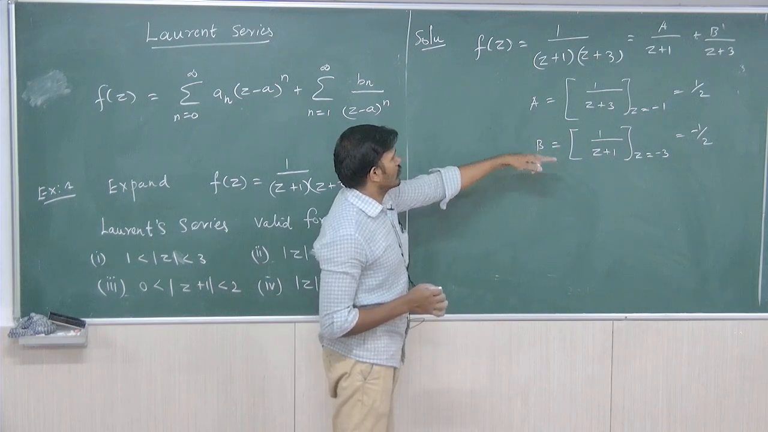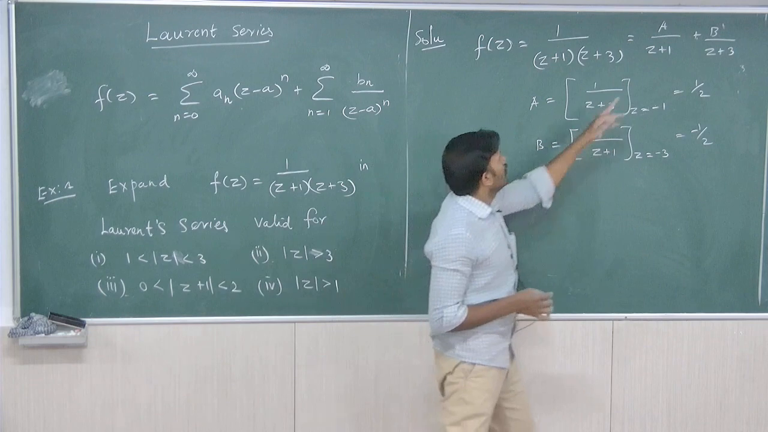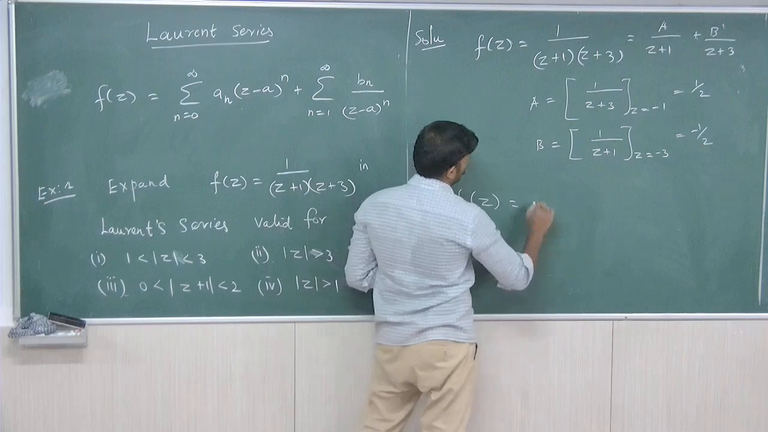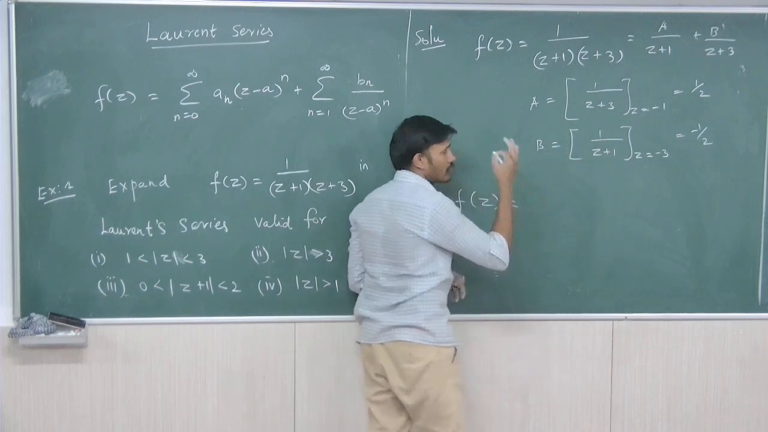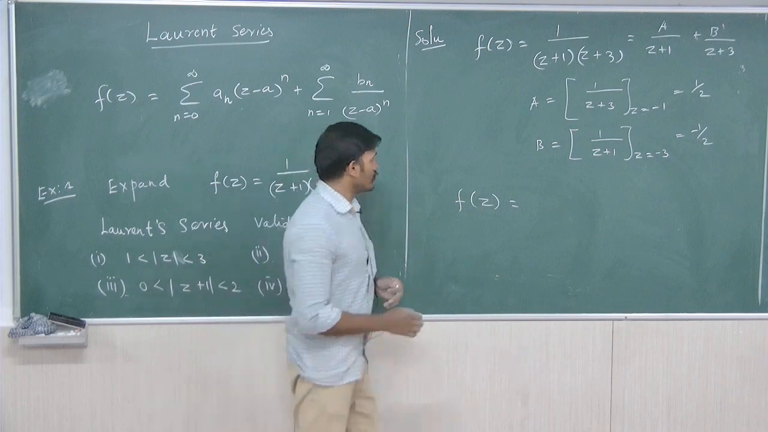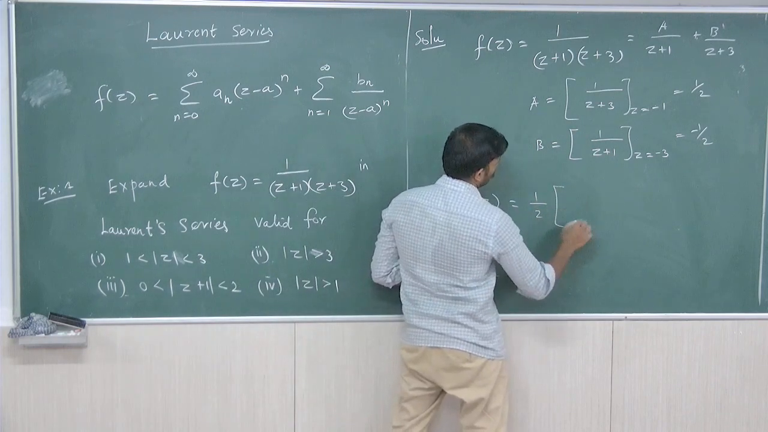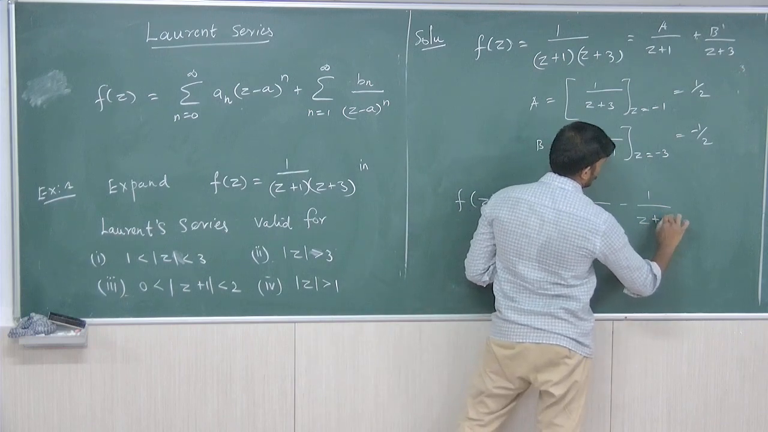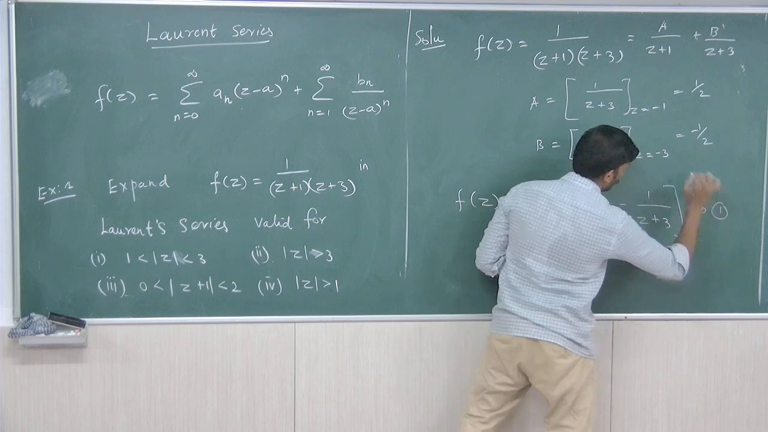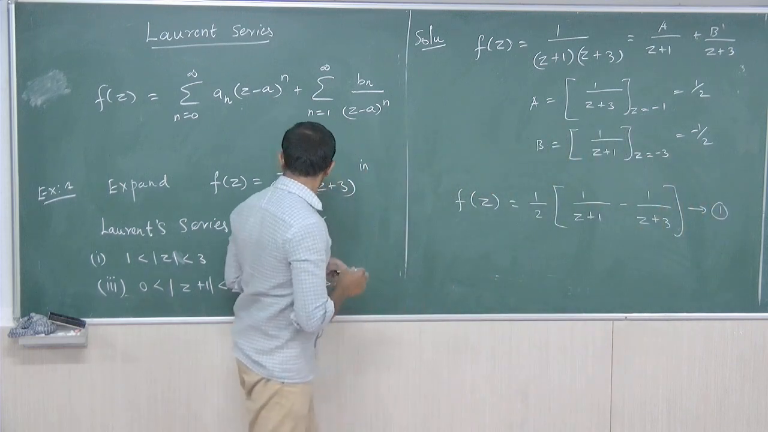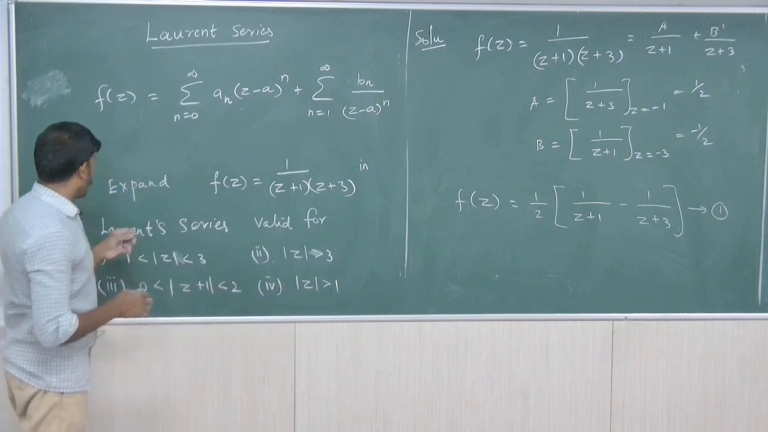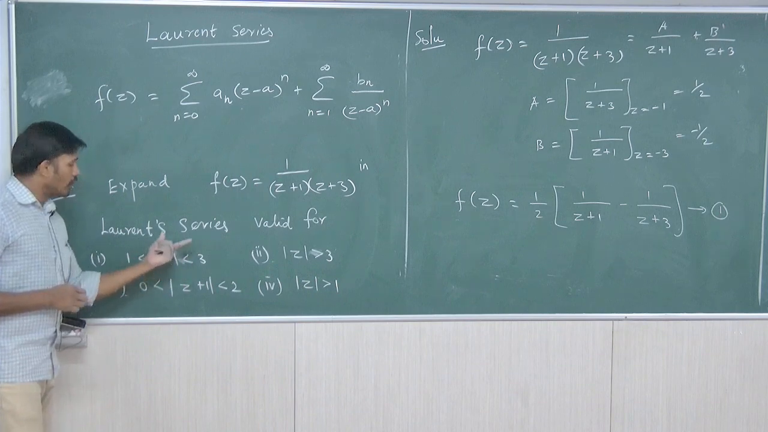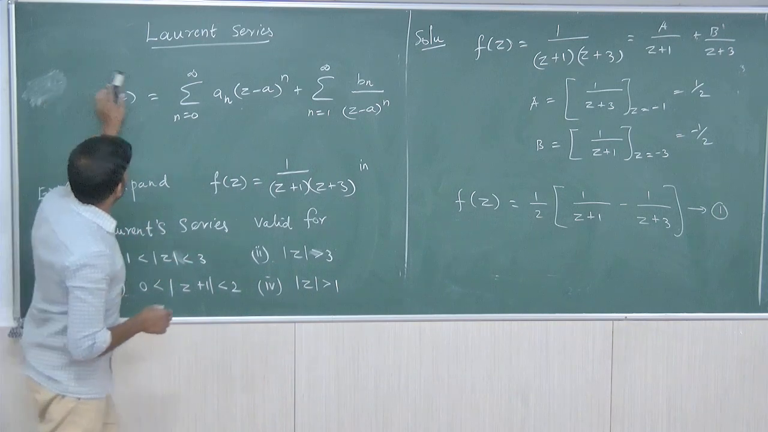Now substitute a and b in the expression. From that you may write f of z as, I am going to take 1 by 2 as a common term because a and b have the same magnitude, right? So 1 by 2 times (1 by (z plus 1) minus 1 by (z plus 3)). I am going to call this equation 1. The first region I am going to take is 1 less than modulus z less than 3, right?